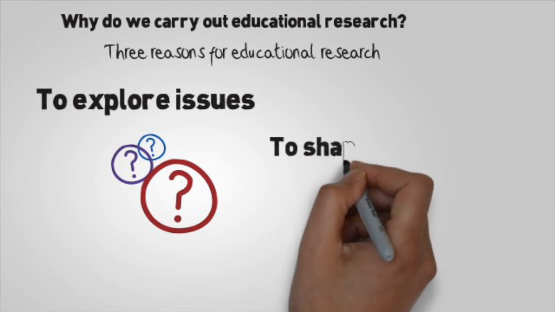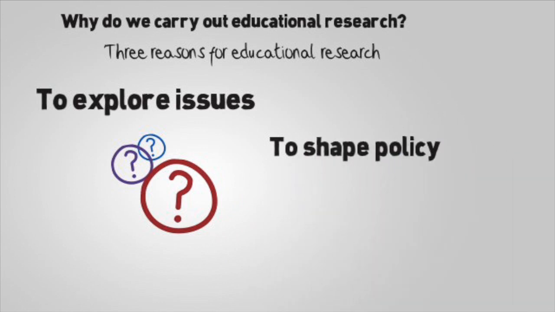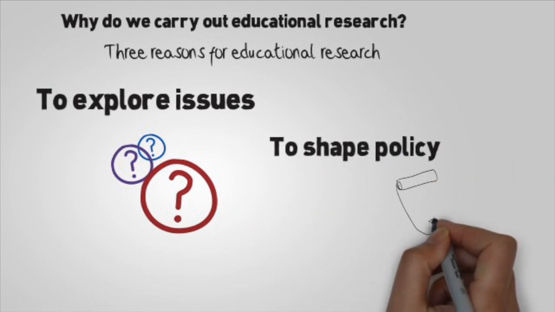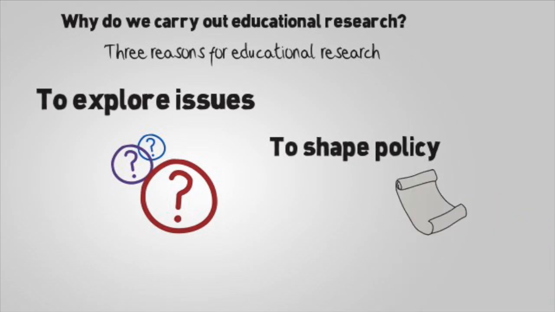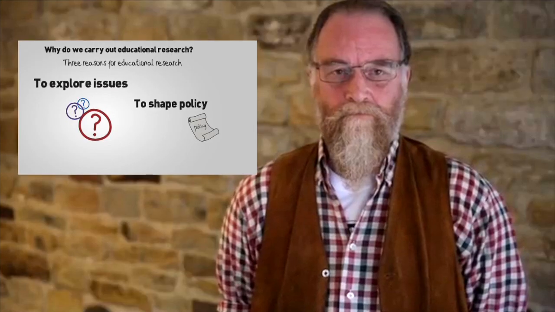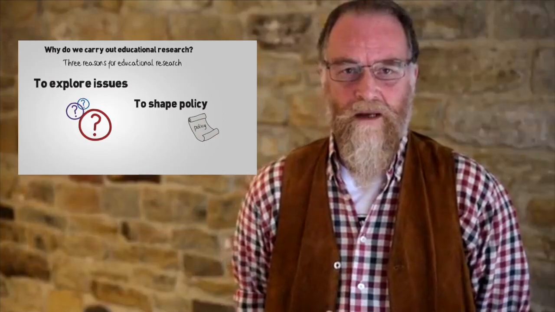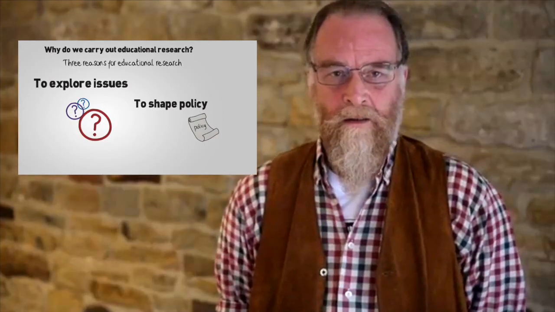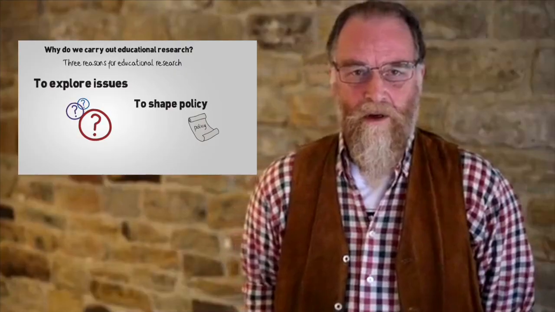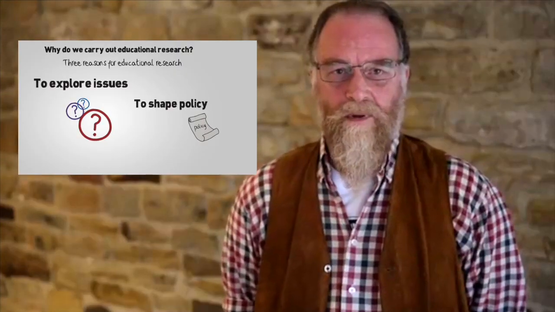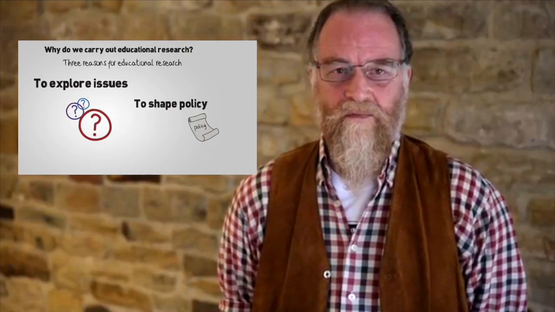Secondly, to shape policy. This type of educational research is conducted to collect information to be used to make a judgment that informs policy. It could also be undertaken to find out the impact of a particular policy. For example, NEET, not in education, employment or training, is a policy construct of successive governments.